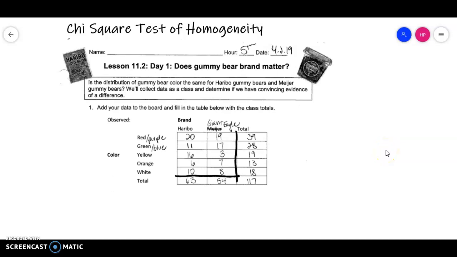The second chi-squared procedure we typically learn about is the test for homogeneity, however you choose to pronounce it. So here are some data from last year. The important piece being our question here. It's the wrong section with the new book. But is the distribution of gummy bear color the same for these two different brands?